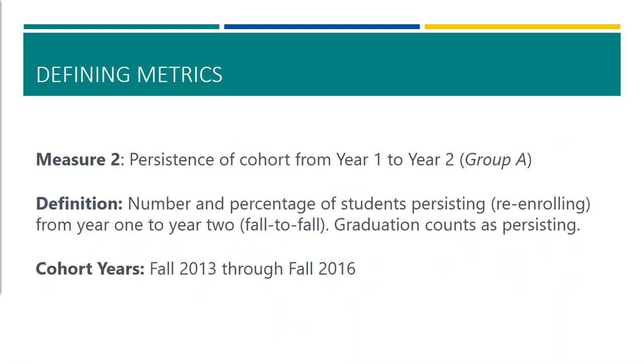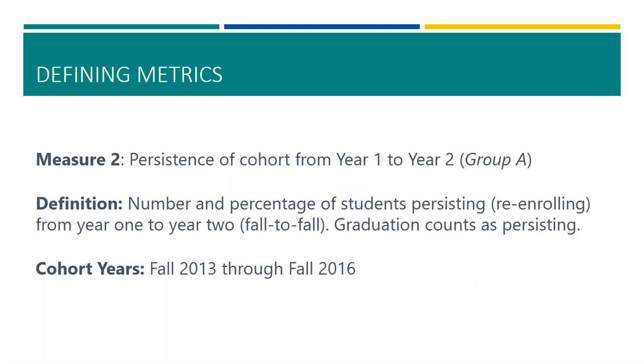Measure 2, another Group A option, is the persistence of students in your cohort from year 1 to year 2. This is a fairly straightforward measure that's essentially saying what students did you have in year 1, and then looking in the following fall term, how many of those students came back and re-enrolled. Graduation does count as persistence.